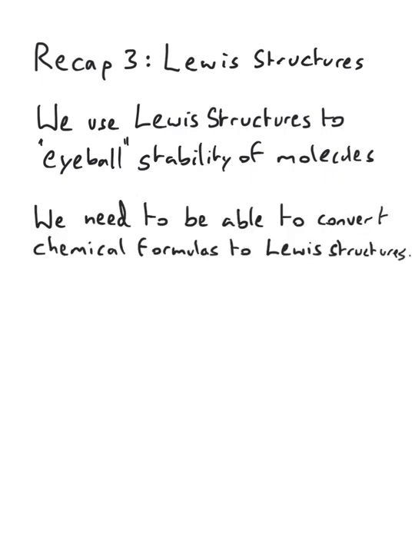Chemical information tends to be given to us in the form of chemical formulas, as it's much easier to transfer this information in text, which is the primary source of our information. This means that we need to be able to convert chemical formulas to their Lewis structures so that we can visualize and analyze the chemical structures.